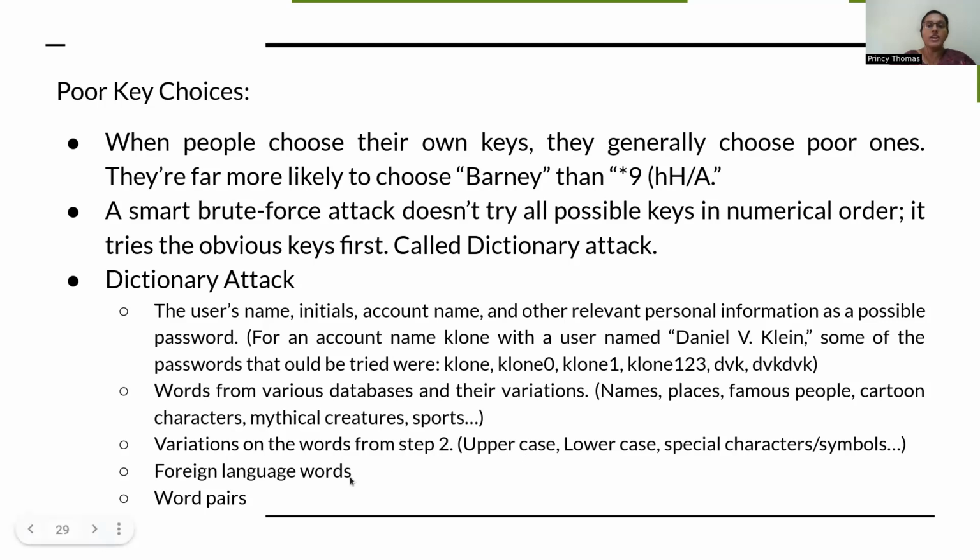Okay, then foreign language words. If I know a particular language, then I might use foreign language words. Word pairs can be used like that. Many combinations are there. Different combinations of different possibilities are put into the dictionary, and a brute force attack is done with these specific words, which is called a dictionary attack. So a poor key choice is another problem. We should keep all this in mind when selecting a key.